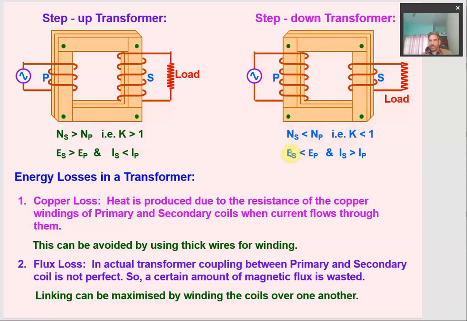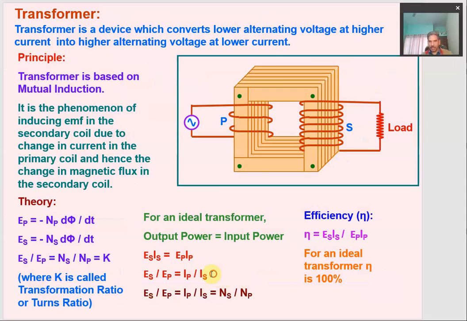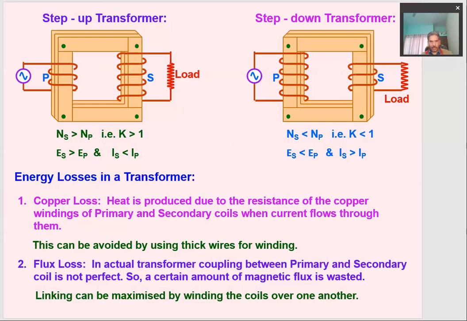So from there we understand that the EMF induced in the secondary coil will of course be less, because the number of turns is less in comparison to the number of turns in the primary coil. Therefore ES is less than EP, and because of that, again by the same relationship, the current in the secondary coil will be higher than the current in the primary coil. So these are the two kinds of transformers.